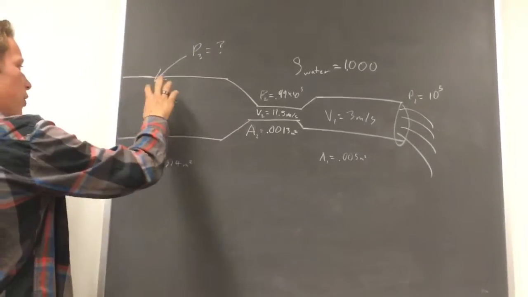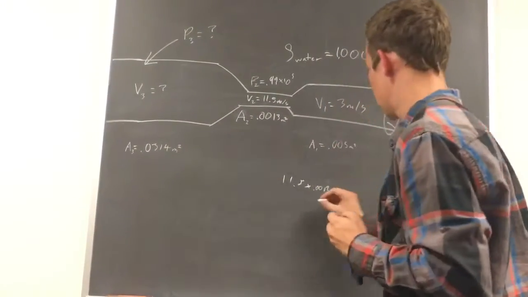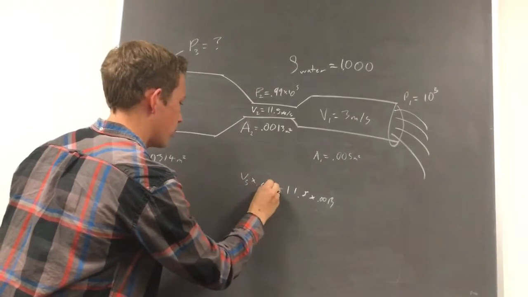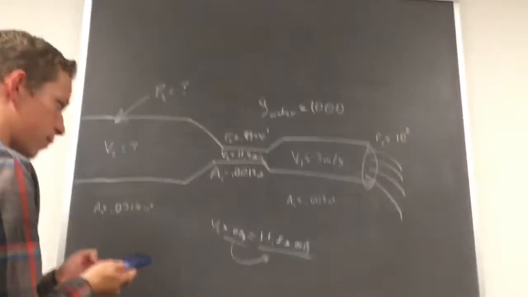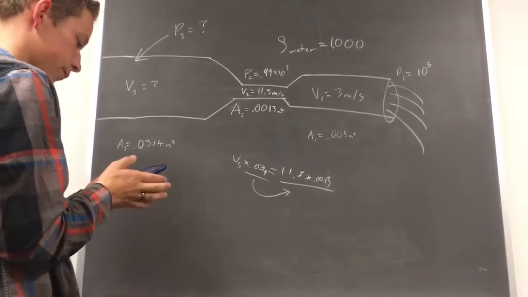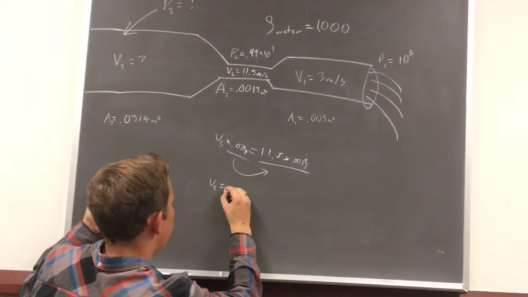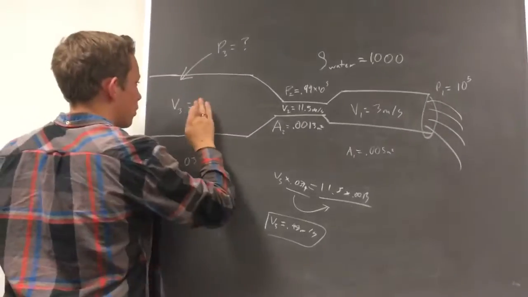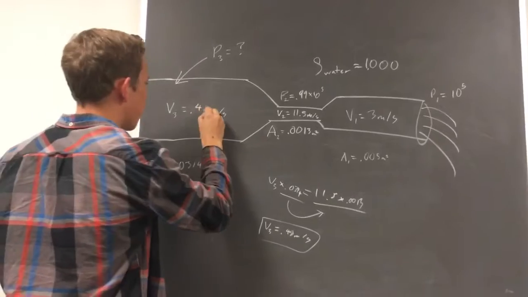We're going to have to find the velocity here again. So we have 11.5 times 0.0013, which is equal to V3 times 0.0314. We're going to divide by this, move it to this side, divide. So 11.5 times 0.0013 equals that, divided by 0.0314. And what we get is V3 is equal to 0.48 meters per second. Now we're going to move that up here, 0.48 meters per second. There we go.